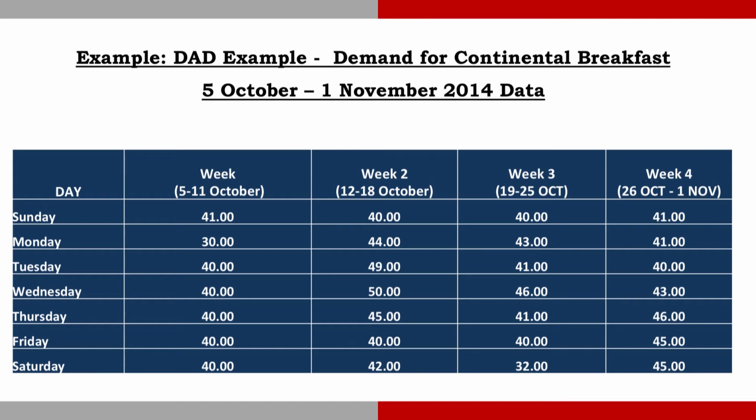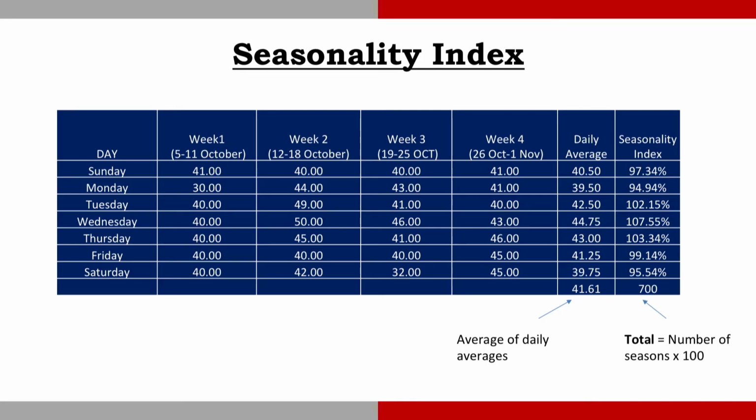In the first step we look at the average of days: Sunday average, Monday average and so on. First we calculate that. That is what is given in the 5th column here, which is the daily average, and at the end of the 5th column I have the average of those averages. To calculate the seasonality index, I divide the daily average by the average of averages. That is my seasonality index.